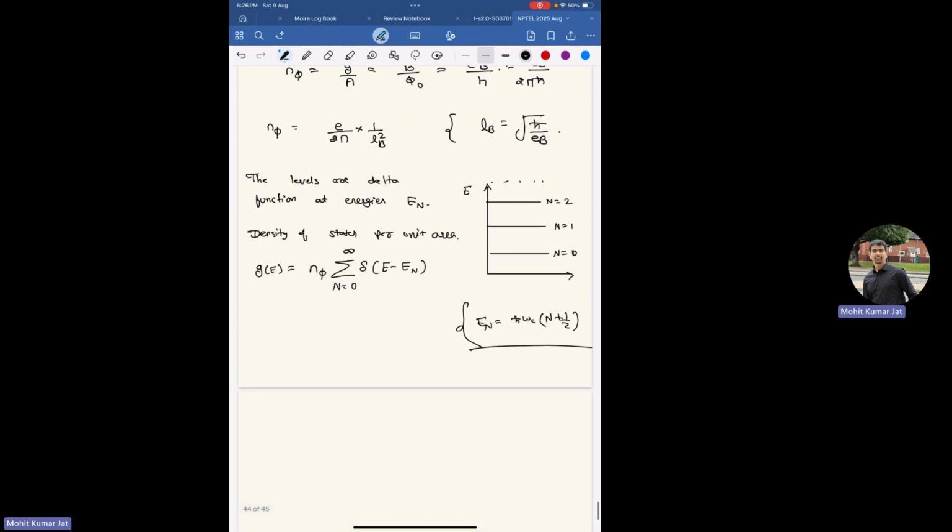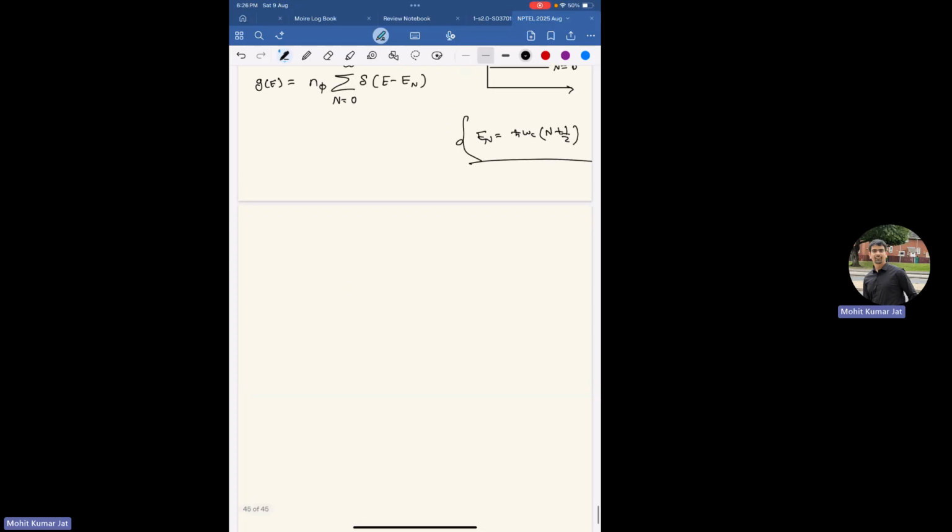Remember, this is without including any kind of disorder broadening or thermal broadening. If you have to include those, then your Dirac delta function gets replaced by the Lorentzian or the Gaussian.